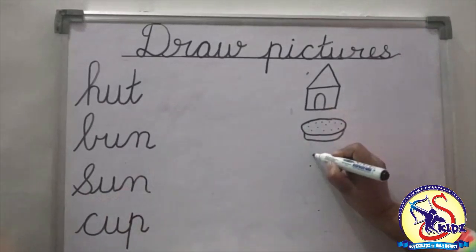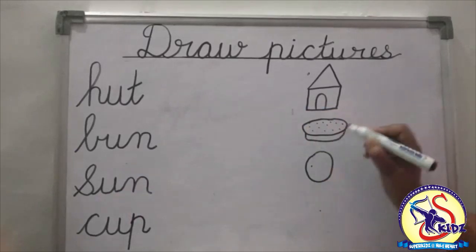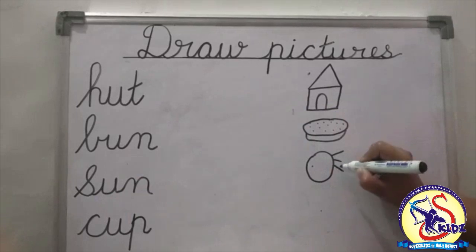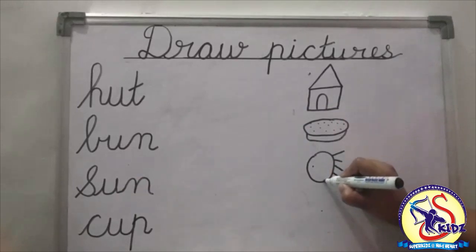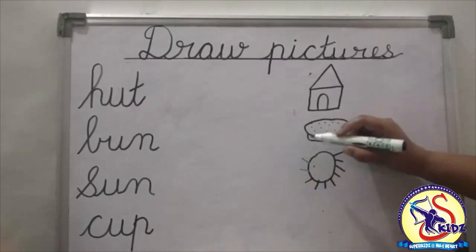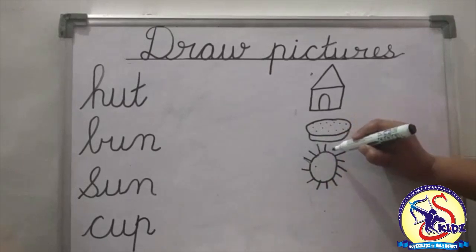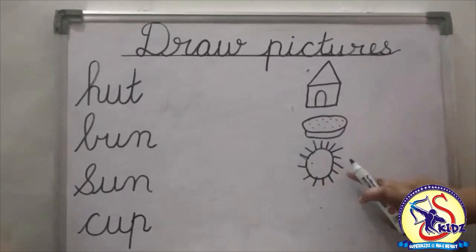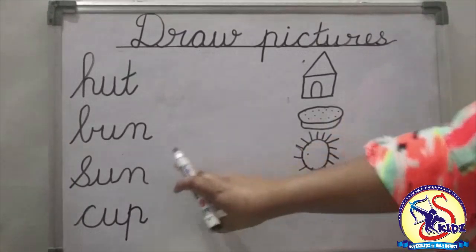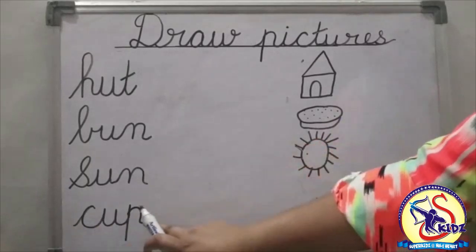First of all, we will make a circle. Now, we will make small slanting lines around the circle. Now, this is a sun. S-U-N, sun. Now, see the next word.